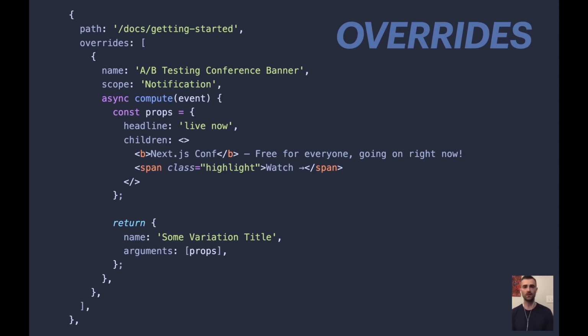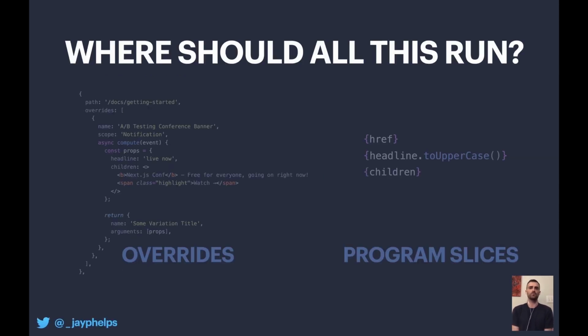But there's a missing piece to all this that I haven't talked about yet, and that's where should all this run? We've got our slices, we've got our overrides. Where should we put this?